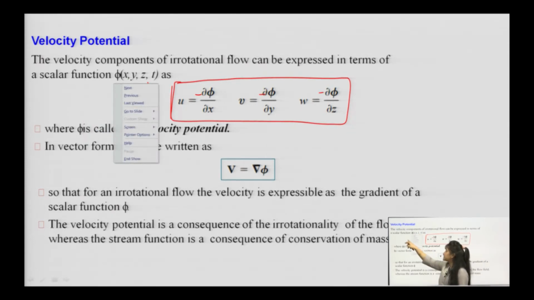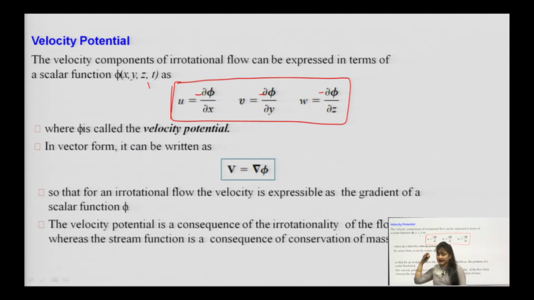Here you can see that by definition, this single variable is present within the flow. With the help of this variable we can calculate the corresponding velocity in respective directions, whereas the stream function was represented by psi and the velocity potential function will be represented by phi. In vector form you can see that the equation can be written in this form.